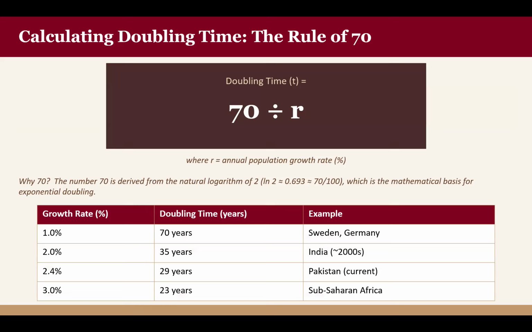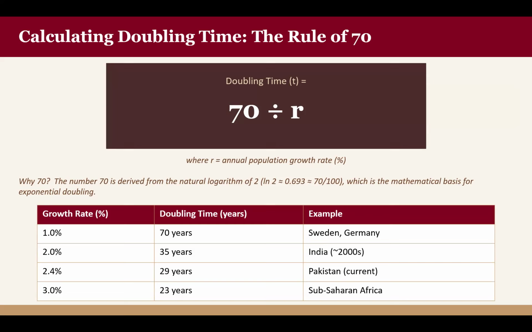This is the formula to calculate the population doubling time, which is the rule of 70. Doubling time is equal to 70 divided by R, where R is the annual population growth rate in percent. Why 70? The number 70 is derived from the natural logarithm of 2, which is nearly 0.7, multiplied by 100, which is the mathematical basis for the exponential doubling.